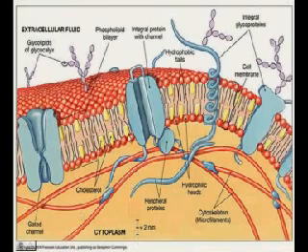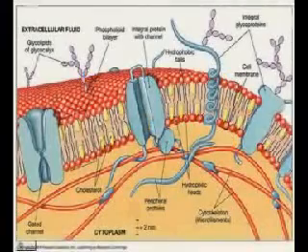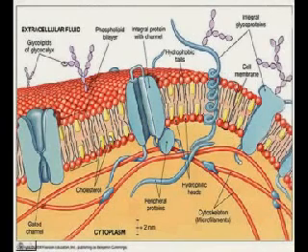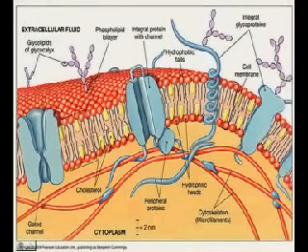Then facing the inside of the cell membrane are the lipid tails. This gives us the name phospholipid bilayer. There are two layers of lipids here, the tails from the phosphorus structure and the lipid on the inside, and then again phosphorus end here, lipid end here facing the inside.